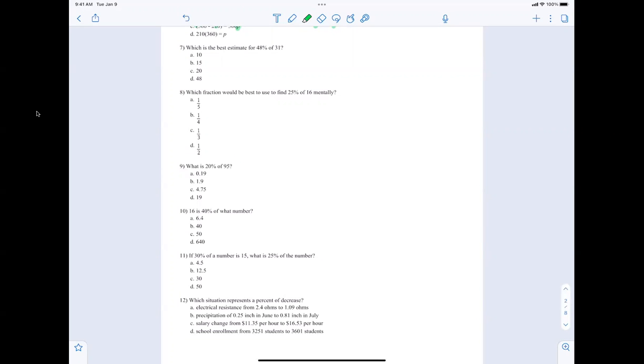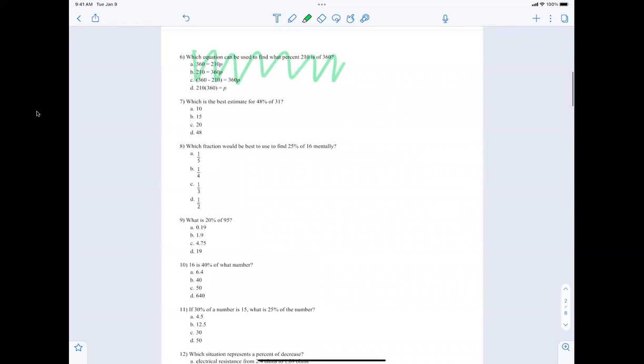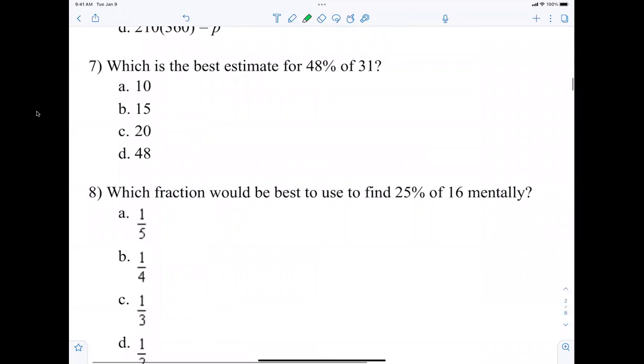All right, here we go. Let's go. Let's take a look. Now, 48% is close to what? 50%. So what's the best estimate for 50% of 31? What do we got? Yeah, 15. If you got that one, you're in good shape.